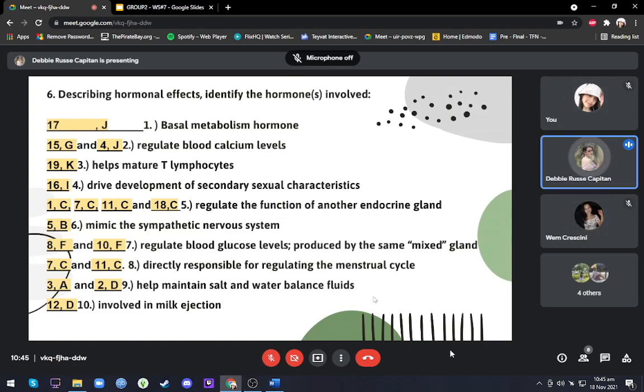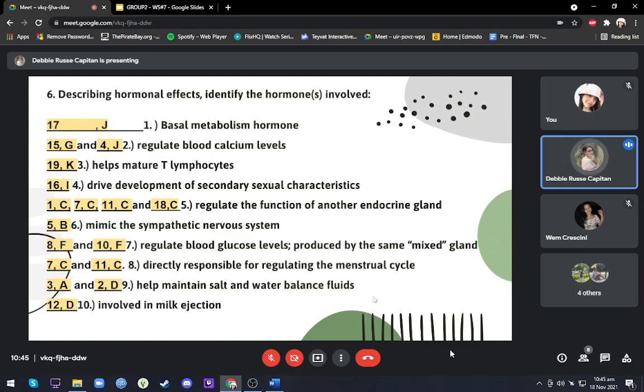So for the basal metabolism hormone, our answer is 17J. 17 stands for T4, T3, and J stands for the thyroid gland. Next is it regulates blood calcium levels. Our answer is 15G and 4J. 15G stands for PTH or the parathyroid hormone, and G stands for the parathyroid gland. For J, number 4 is the calcitonin, and it is in the thyroid gland.